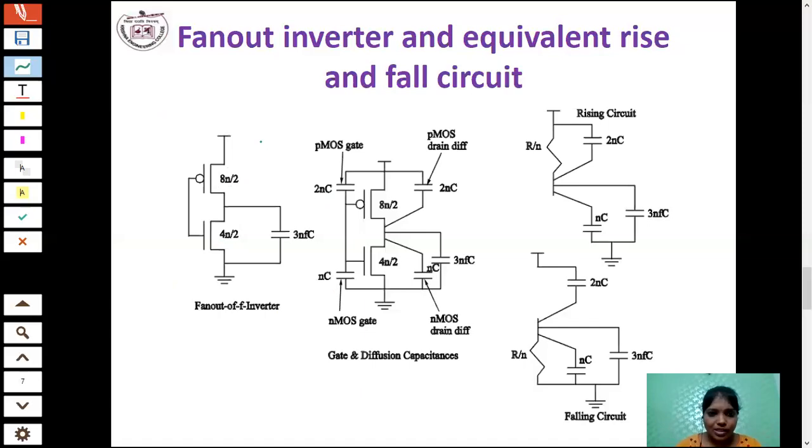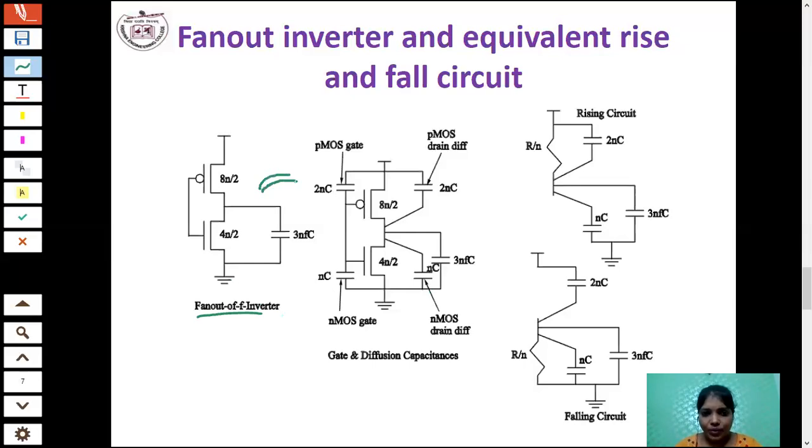Okay, so this is the given CMOS inverter. For the CMOS inverter, they have given 4n by 2 and 8n by 2. Now we are going to find the fan out of the inverter. Fan out means you are going to find the output load. So for that, first you have to draw the diagrams.